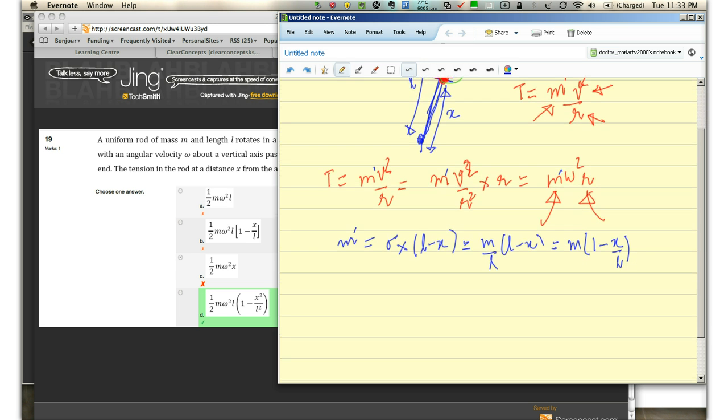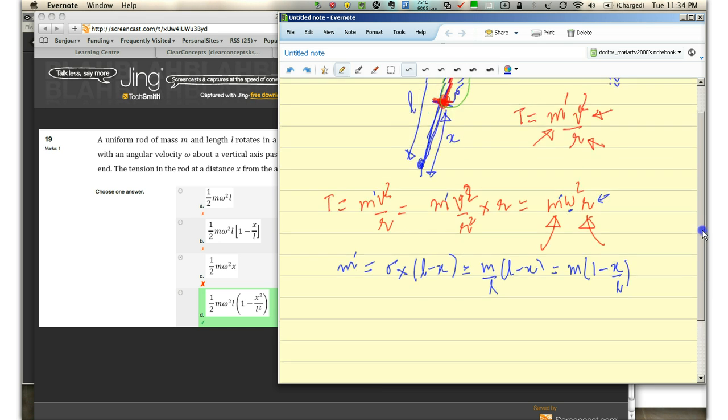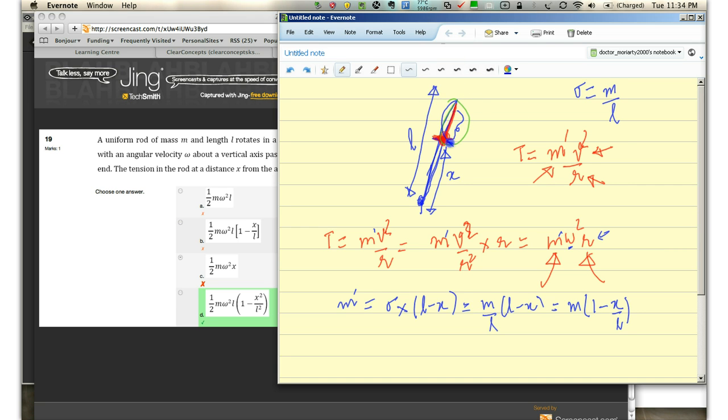Now omega is omega. Every point on the rod is going to have the same angular velocity, so we don't need to worry about this. Finally, we've got to worry about r. The center of mass of this little piece is located at its middle, and therefore the effective radius, if you reduce this entire piece to a point mass acting at the middle, is this x plus this halfway distance, L minus x by 2.